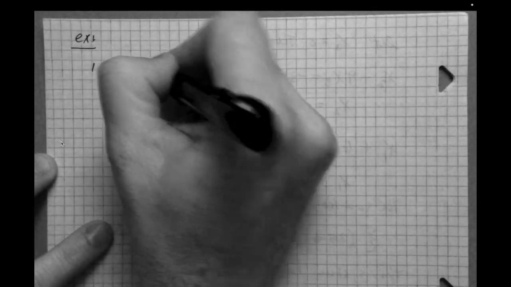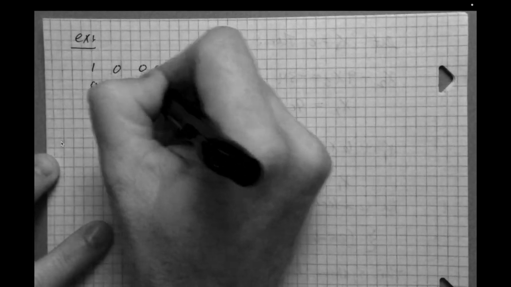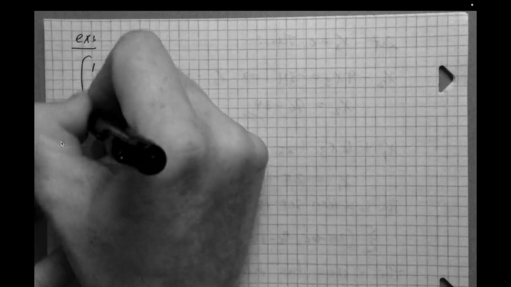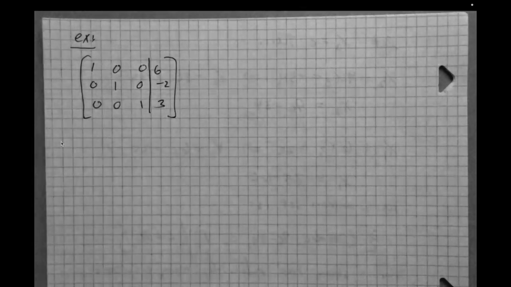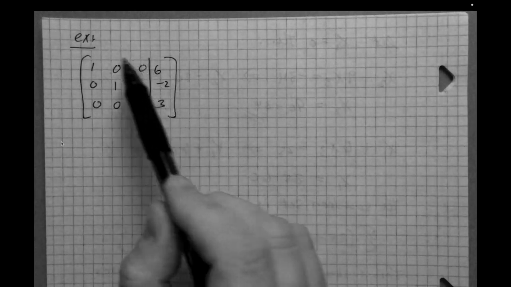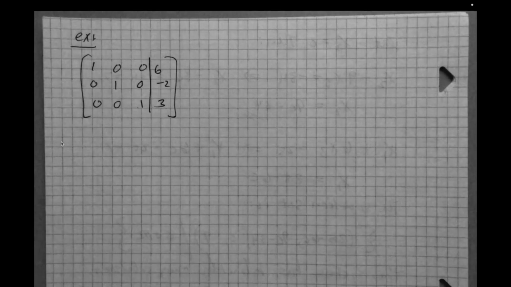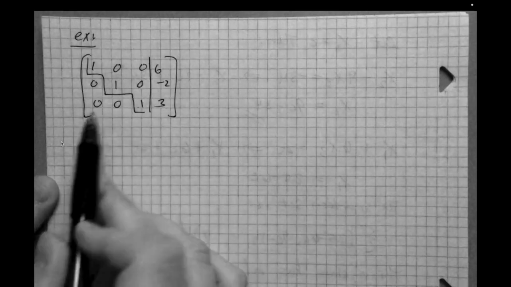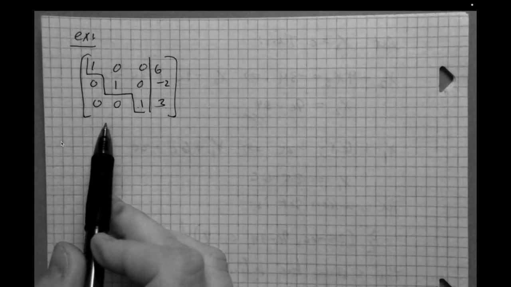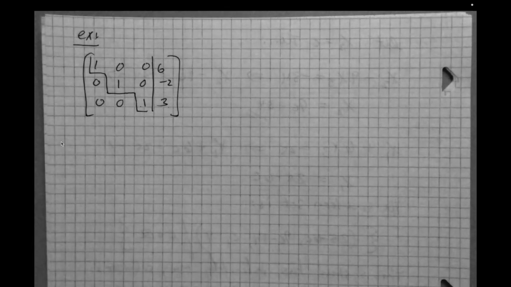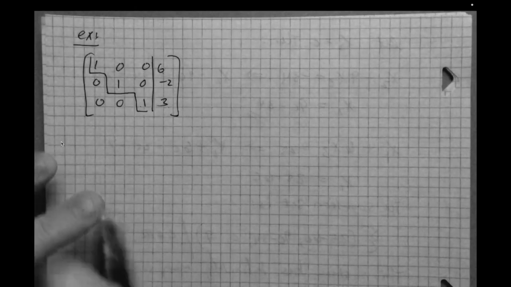1, 0, 0, 6, 0, 1, 0, negative 2, 0, 0, 1, 3, for example. This would be a nice system. This would be a great solution. You've got a unique solution. You can read it right off: x3 is 3, x2 is negative 2, x1 is 6. So this would be an example of RREF, right? You've got the stair-step pivots. You've got zeros above and below the pivots. We don't have a row with all zeros, but if we did, we would put it at the bottom. And so this is a perfect example.